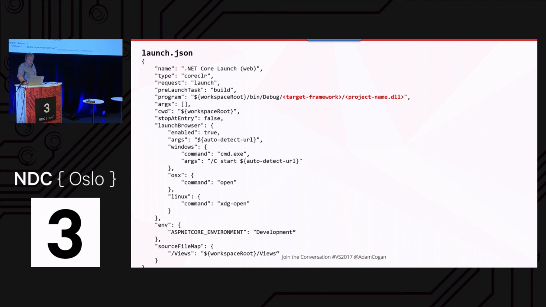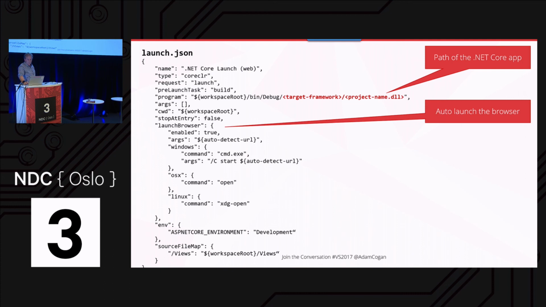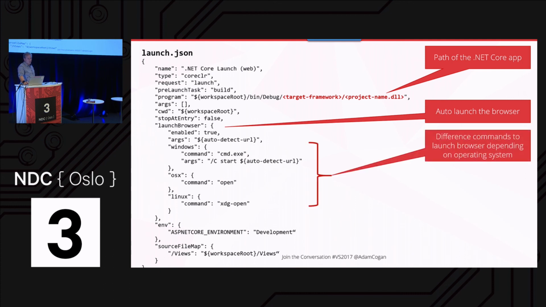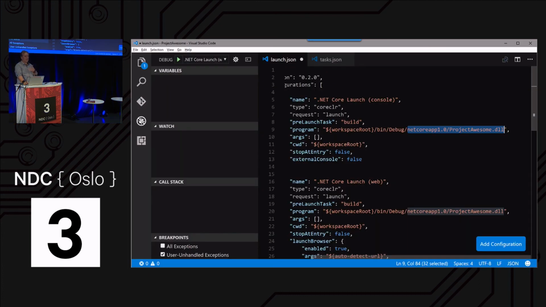You'll go, whoa, what's going on here? All right, so there's the path. I better fix that up. What else is here? We've got this auto-launch the browser. We can see, well, we've got a Windows, an OS X, and a Linux. All looks pretty cool. So you learn a little bit about launch.json, but then you get back to your work after reading a few blogs on that stuff. And now we're ready to go forward.